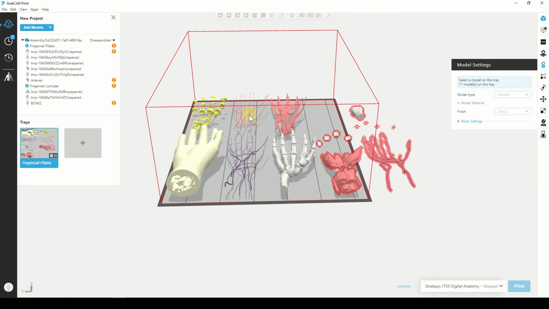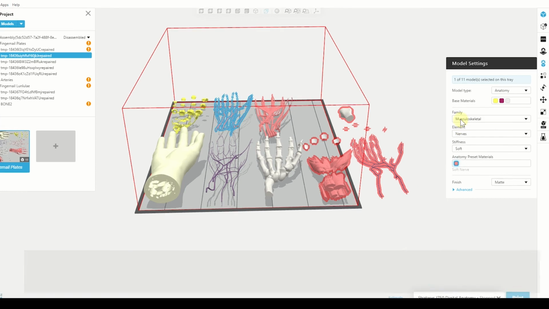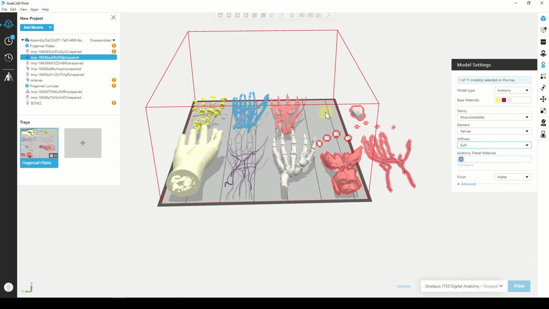Over here we have the nerves, which is also an element that we have. We choose the musculoskeletal family, and we chose the element nerves, and we have 3 different stiffnesses. I chose the soft one. This one is as well a mixture of Vero and Agilus.